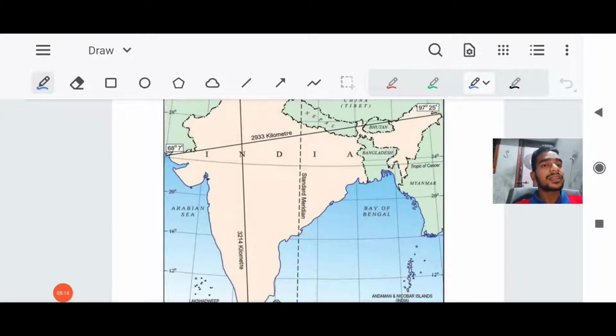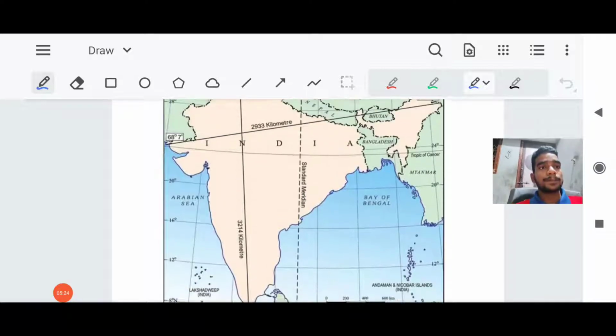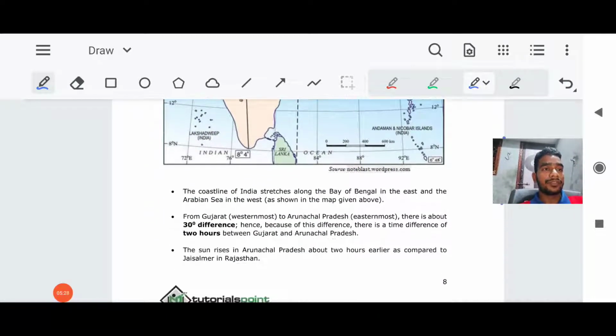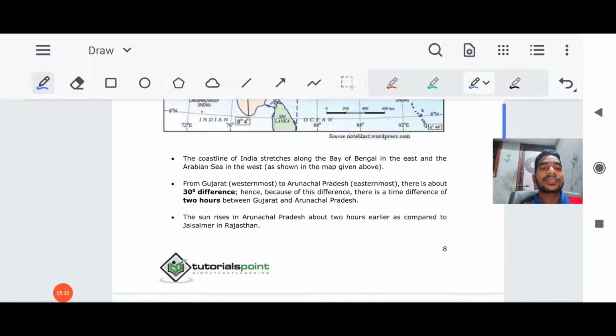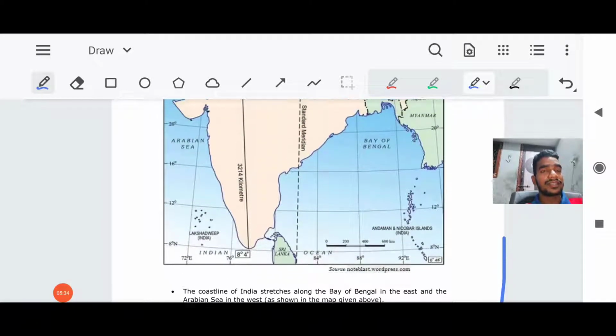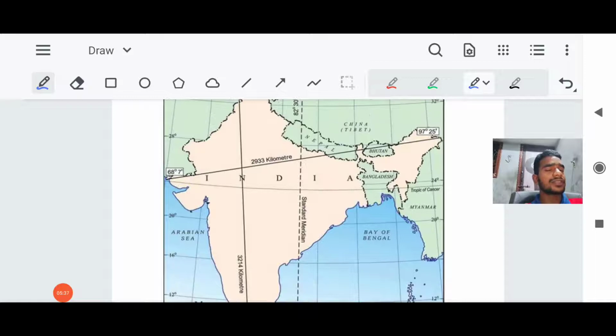30 degrees means 2 hours of difference. So I can say that there is a 2 hour difference between Gujarat and Arunachal Pradesh. So the sun rises in Arunachal Pradesh about 2 hours earlier as compared to Jaisalmer in Rajasthan, or you can say Gujarat also. So there is just a 2 hour difference of sun rising as well as sun setting between both states. So that is the difference of this.